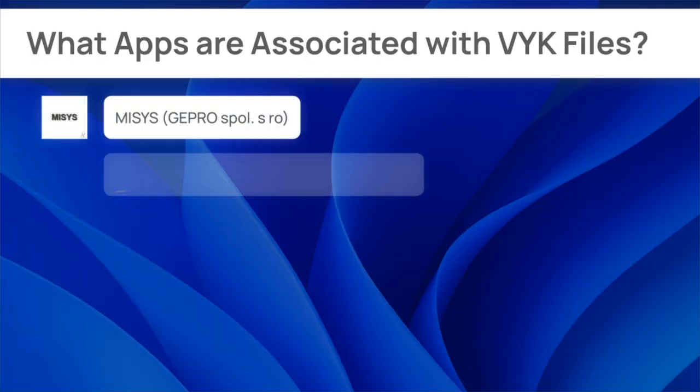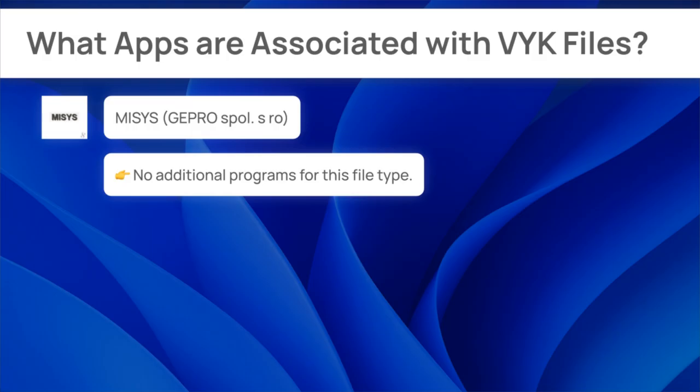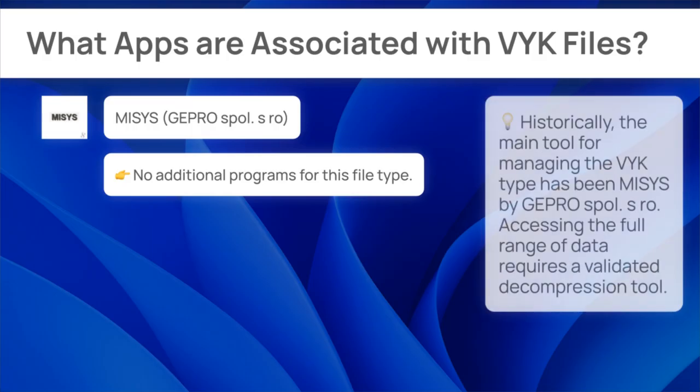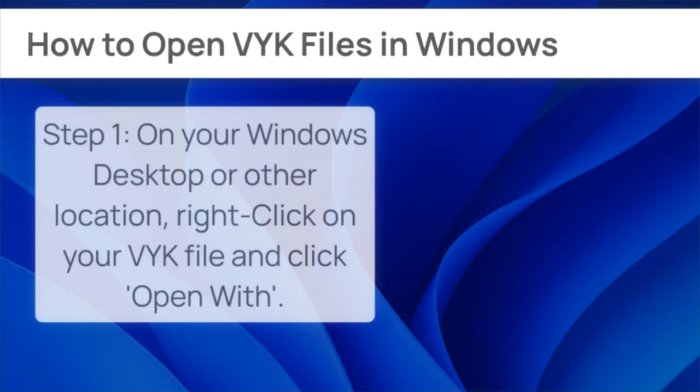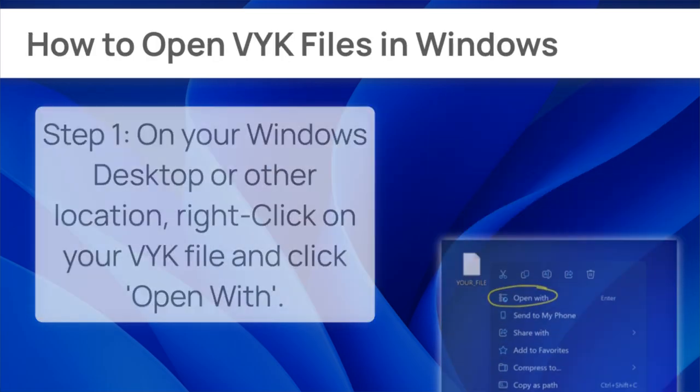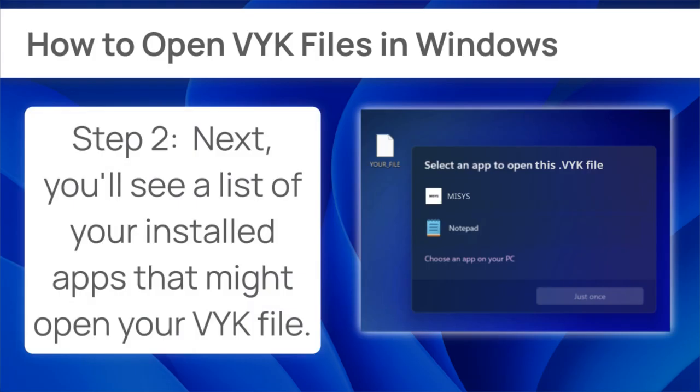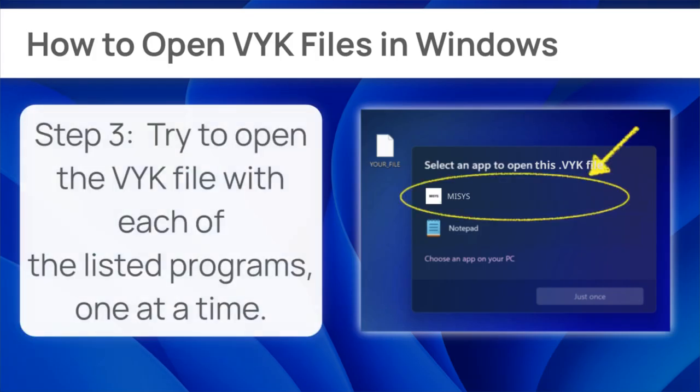The core professional tool for handling the VYK format is MISYS from GEPRO SPOL. SRO. Accessing the full range of data requires a validated decompression tool. Windows cannot open interactive maps or spatial datasets, so compatible software must handle them. We're testing the system's interpretation of the file's data. Right-click the VYK file and click Open With. Test MISYS first. If it's unavailable, choose another program. The right tool is key.